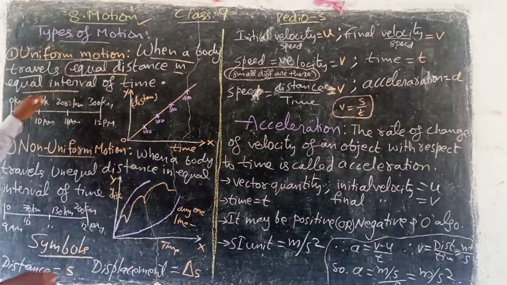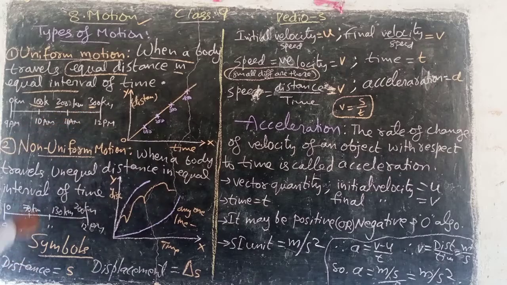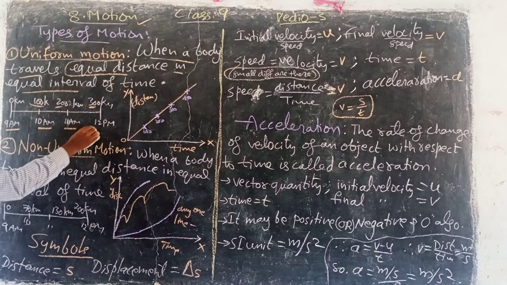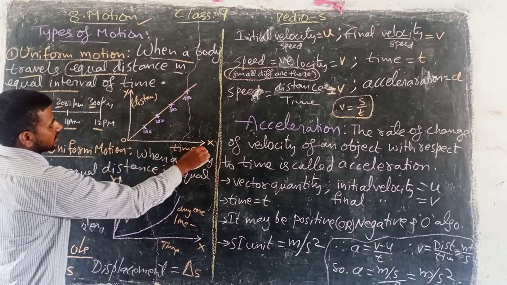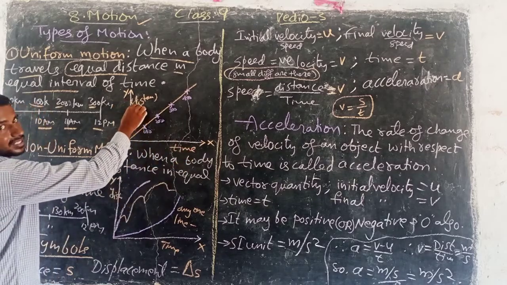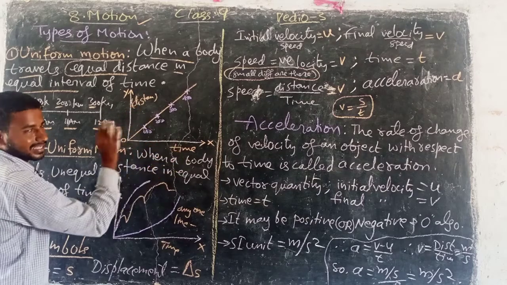Look here. For example, 0 kilometers, 100 kilometers, 200, 300. When one vehicle starts its journey, traveling from 0 kilometers to 100, 200, 300, at 9 am, 10 am, 11 am, 12, for every hour it goes 100 kilometers. So here, distance is on the y-axis and time is on the x-axis.